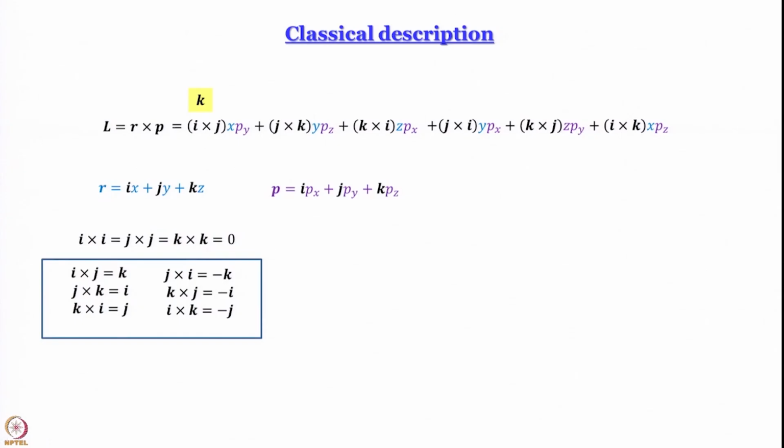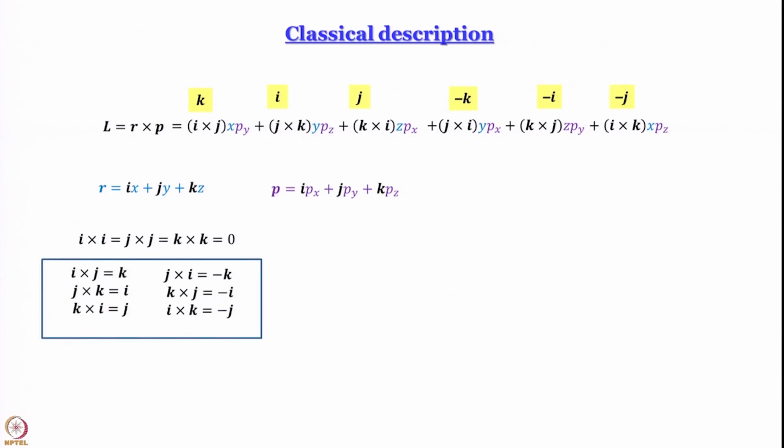If it is in correct cyclic order you write plus sign, if it is in reverse cyclic order you write minus sign. So, j cross k is going to be i, k cross i, correct cyclic order, is going to be j. Now, j cross i is reverse cyclic order, right, in alphabet i comes before j. So, you are going to get minus k. k cross j similarly is minus i and i cross k is similarly minus j.